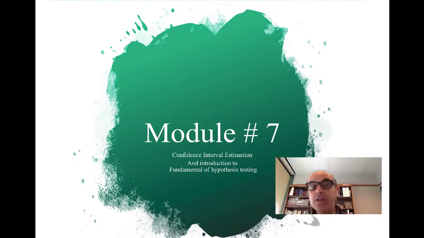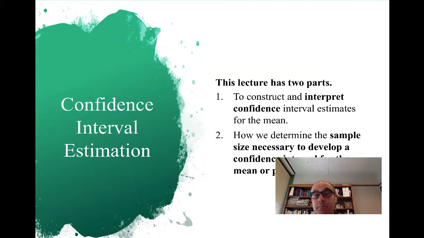Hello and welcome back to module number 7, and this is going to be hard because this is basically the essential of statistics, and we are going to try to cover it by looking at two parts. One is how do we provide interpretation of the confidence interval estimate for the mean, and second, how do we determine the sample size necessary to develop the confidence interval for the mean, or, and again, or the proportion.